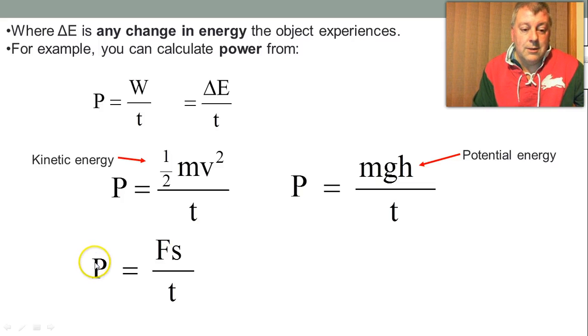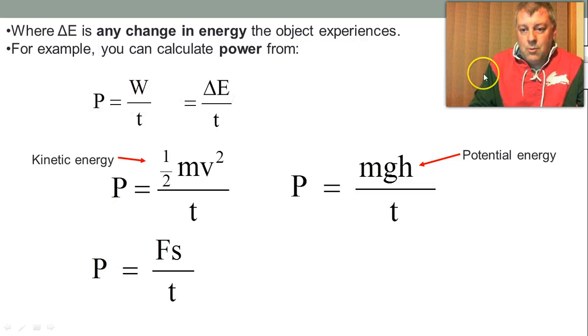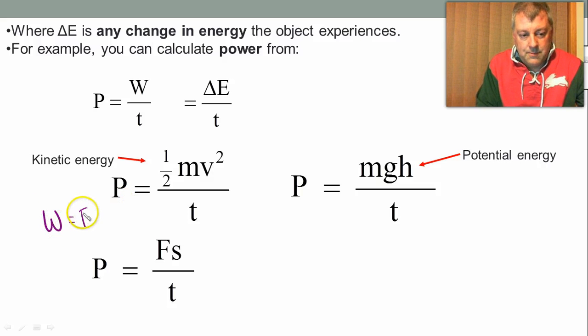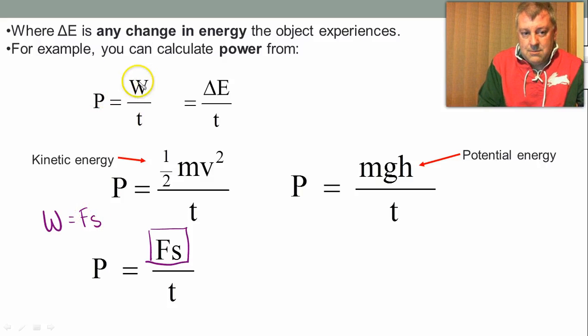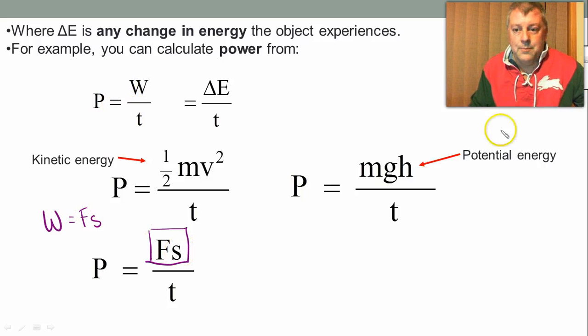Now we'd also recognize, and this isn't one that's on your formula sheet, that P equals W on T. We know that work equals Fs. So that's where this comes from. So the work could be just applied force times the distance the applied force is being applied. So that's another one. Now that's not on your formula sheet, but this is, and this is. So you just need to be able to combine them.